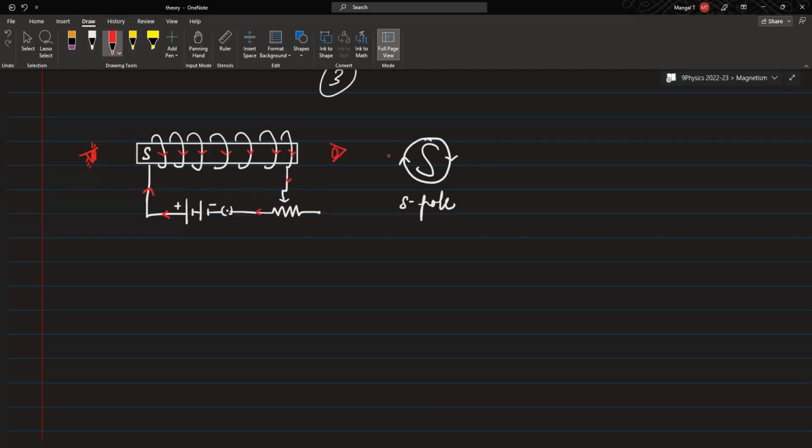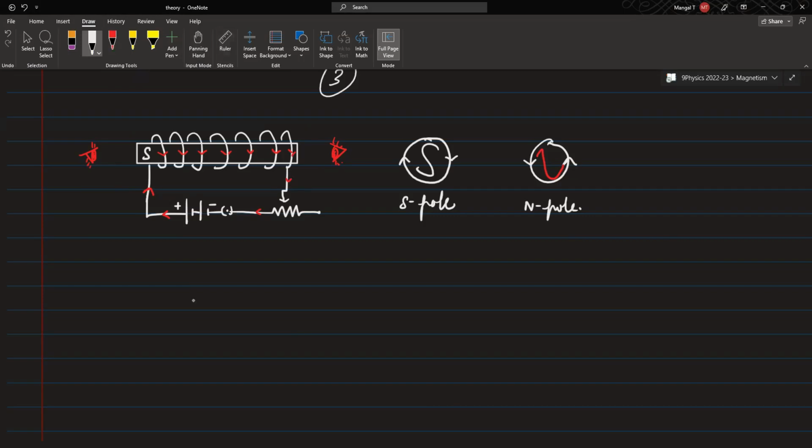Whereas if you are watching from this end, you will have the current dropping on your left, and on the back of the rod, the current is rising on your right. On your right it is rising, on your left it is dropping. So this behaves like north. This is the N pole. So you will have to identify whether it is north or south.